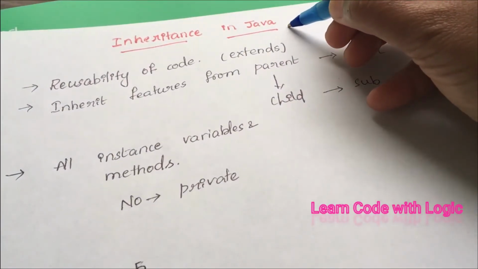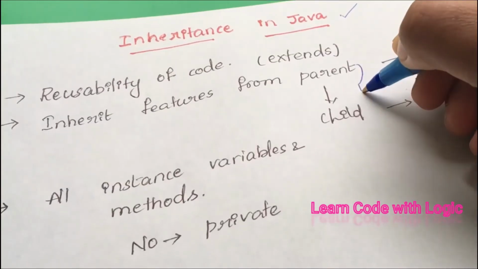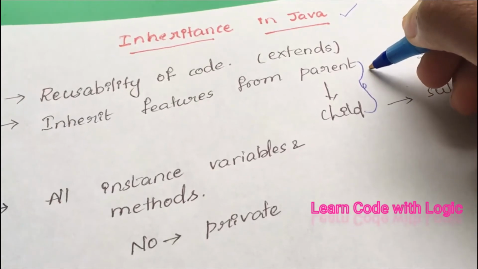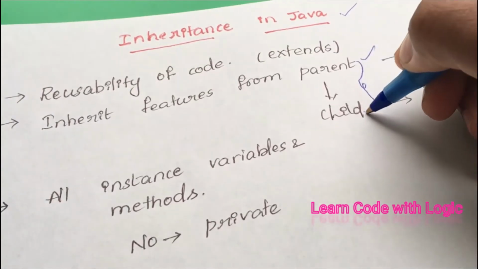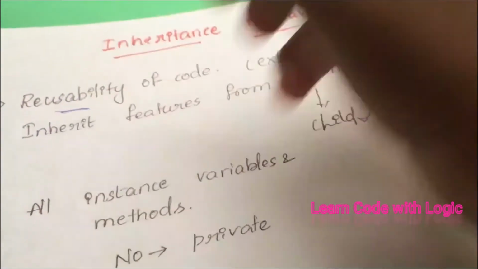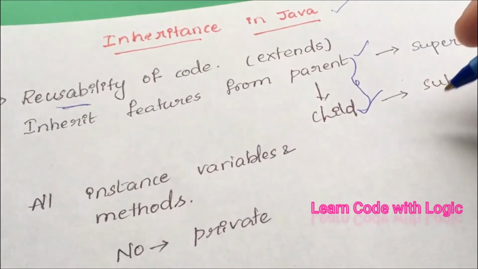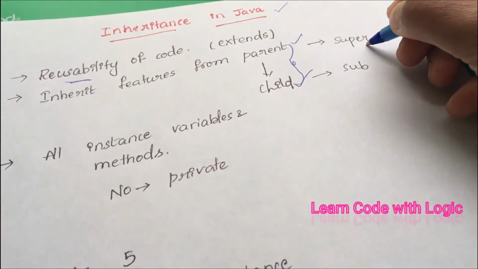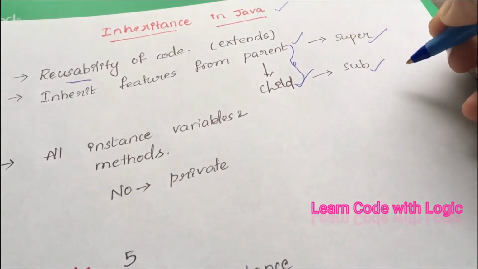In this video I will talk about the inheritance concept in Java. Inheritance means inheriting the features, methods and variables from parent class to child class. The main advantage of this is reusability. We can use the same code without writing many times. The main class is called the superclass and the child class we can call the subclass.